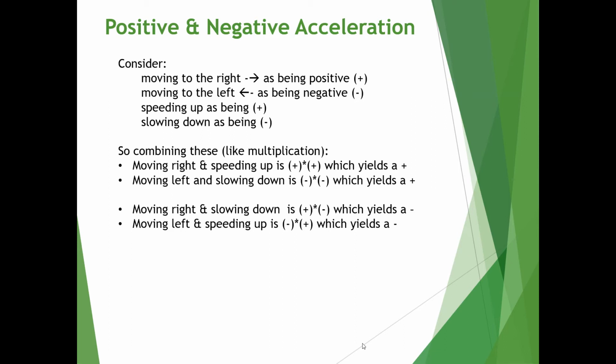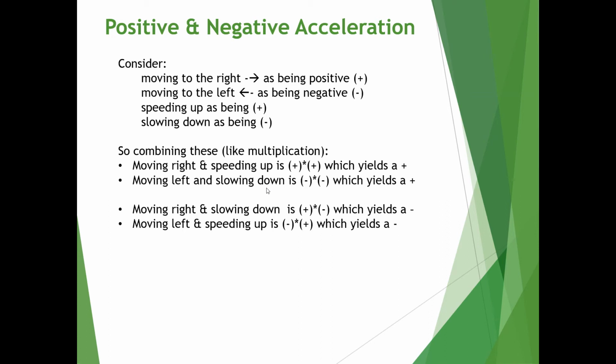But a negative times a negative is also going to yield a positive number, okay? Hopefully you guys remember that from your math classes. So if we think about it like that, moving right and speeding up is basically positive times a positive, and when you multiply those together, it ends up with a positive, and that ends up being positive acceleration. If you move left and you slow down, it's a negative times a negative, and that's also going to yield a positive. So that is a positive acceleration.